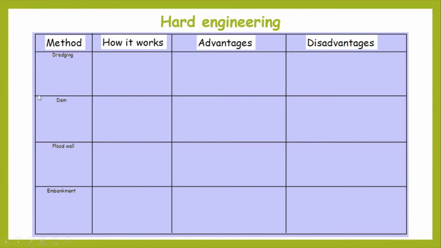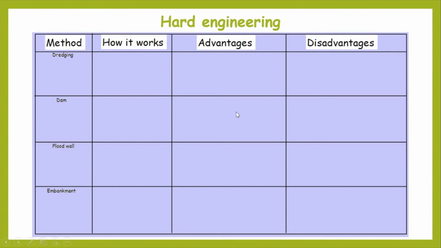In your handouts, you've got pictures of each of the methods. Cut and stick them in there. Put a little summarizing sentence of how each of them works. And then bullet point notes on the advantages and disadvantages of each one. Now, whenever we're picking out the good and bad of something, what are we doing? We are evaluating.